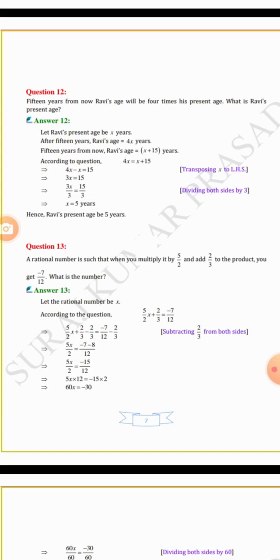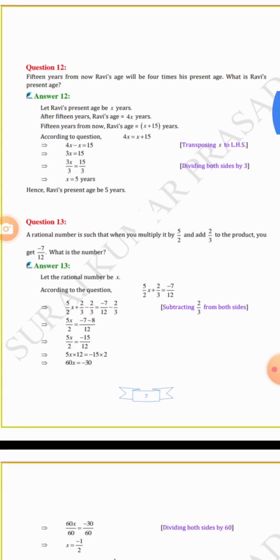Then by transposing x to LHS, we get 4x minus x is equal to 15. Then we get 3x is equal to 15. Then by dividing by 3 on both the sides, we get 3x by 3 is equal to 15 by 3. Then the value of x is 5 years. Hence Ravi's present age is 5 years.